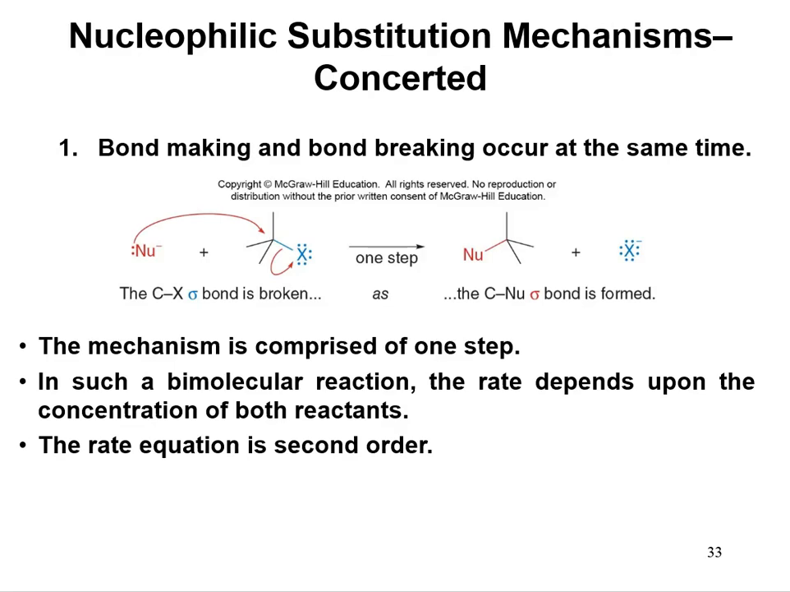The first stated that bond making and bond breaking occur at the same time. Focus on the reaction mechanism. It is a mechanism because it is using curved arrows that show the flow of electrons. This situation happens in one step. It is a type of bimolecular reaction because both components affect the rate of reaction. The rate is overall second order.